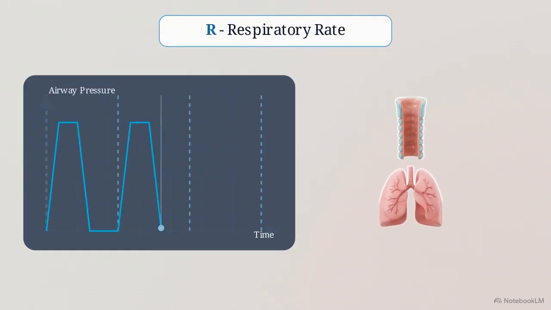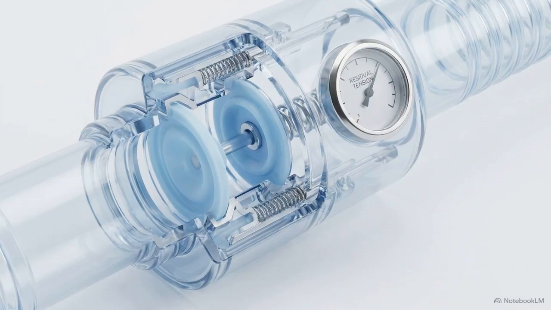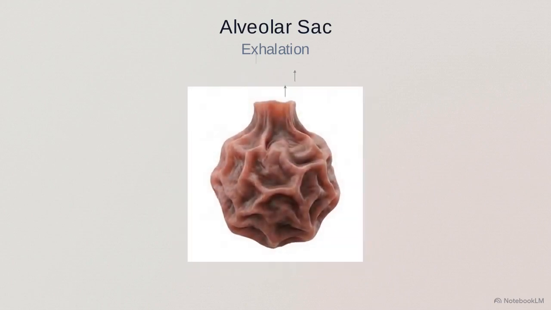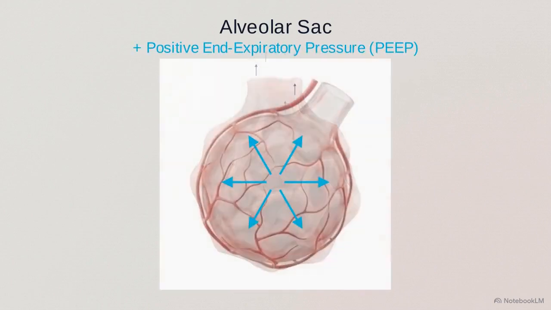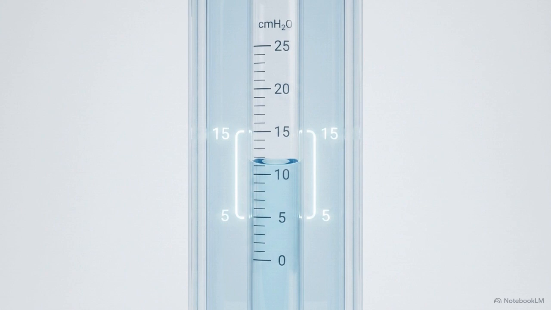The R represents respiratory rate. This dictates the mandatory frequency of breaths the machine will deliver. For a standard adult, this rate is typically set between 12 and 20 breaths per minute. A stands for airway pressure, clinically referred to as PEEP, or positive end expiration pressure. This animation illustrates the mechanics of PEEP at the microscopic level. As the patient exhales and the alveolar sac attempts to collapse, a continuous influx of positive pressure acts as a physical stent, holding the failing alveoli open.